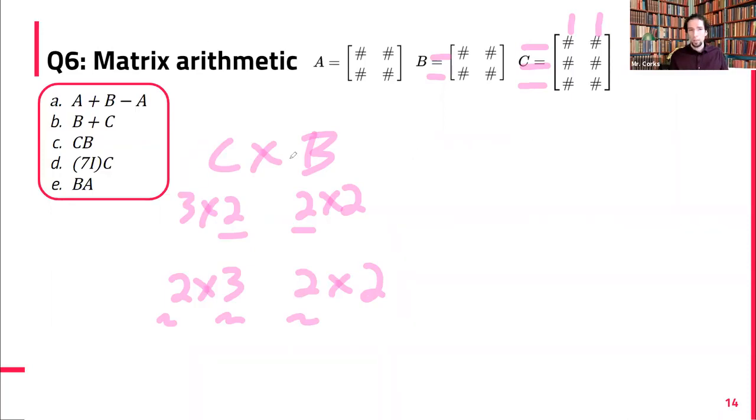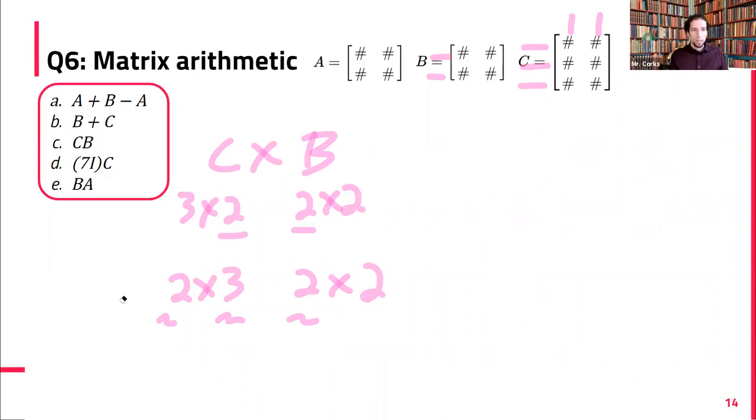The other common mistake was people said, well, let's do C times B, and then they wrote it as B times C. Well, B is a 2 by 2, C is a 3 by 2, and the inside numbers don't match. In matrix multiplication, we can't change the order, or if we change the order, we change the question completely. We have to evaluate it as stated in the order given. So can we do C times B in that order?